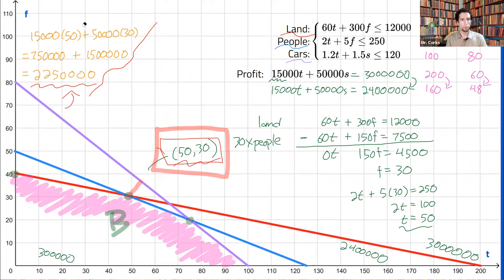105. 105. Okay, so the cars here would be 1.2 times 50 plus 1.5 times 30. We work that out and it's 105. Is that right? Yes, 60 and 45. So we can have at most 120 cars available, but based on our calculations on the averages, we think we will only have 105 cars. So the cars constraint is slack, and it is slack by exactly 15. We think we will have 15 fewer cars than the upper limit.